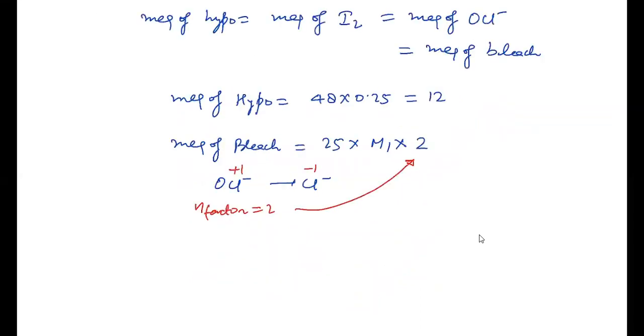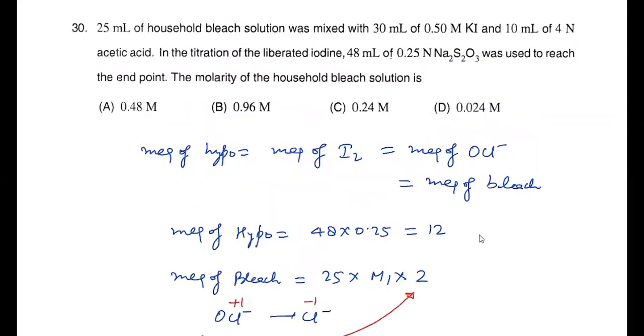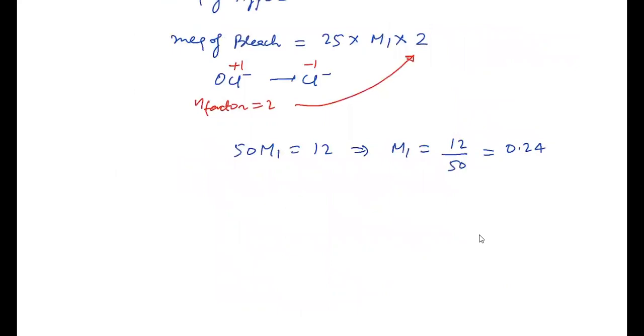Okay, so now just equate the two terms. So your answer will be 50 M1 is equal to 12. So from here M1 will be 12 by 50, which is 0.24. So with the given options, the answer must be C. Okay, so answer over here is C.